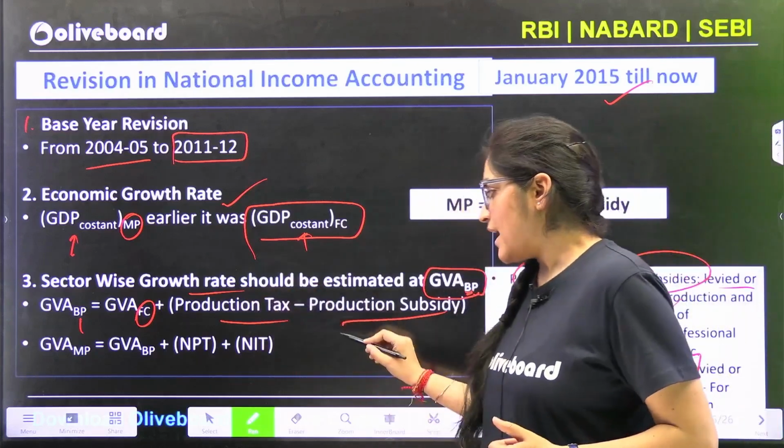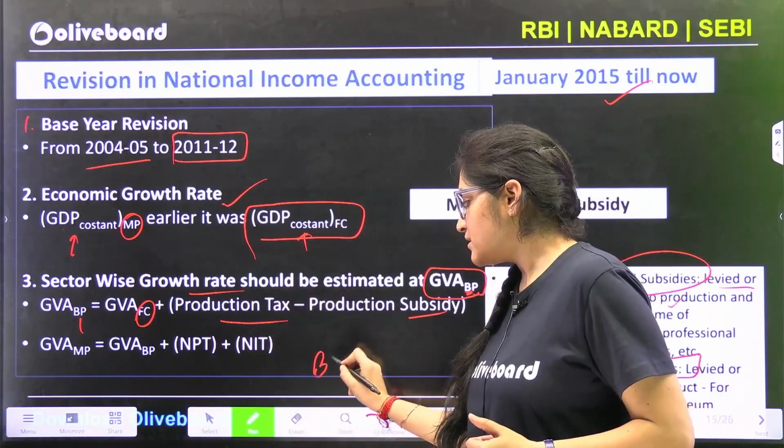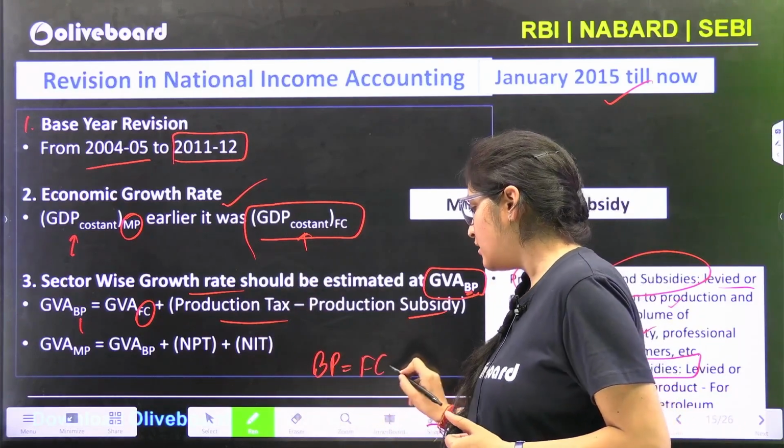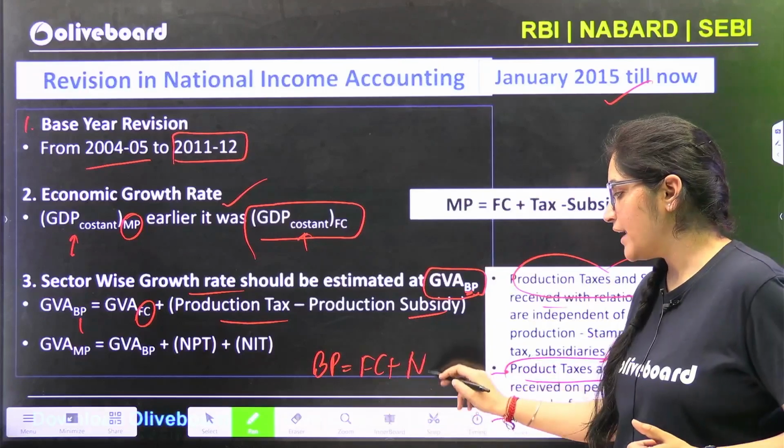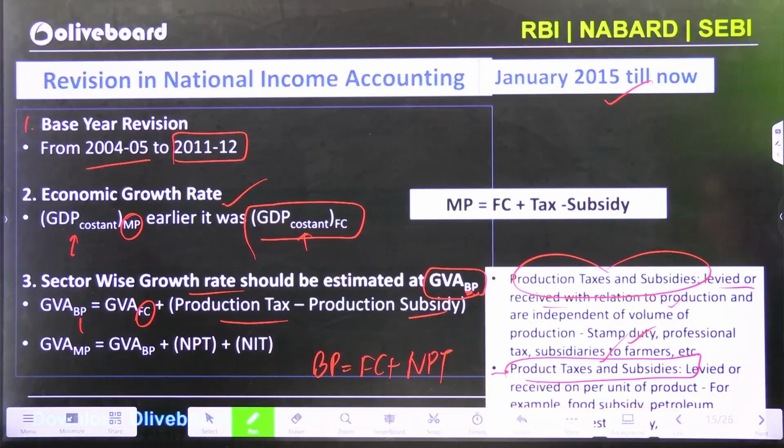This you can call net production taxes. So for basic prices calculation, I am going to add net production taxes to factor cost. I hope that's clear to you all. So this was the third change that was made.